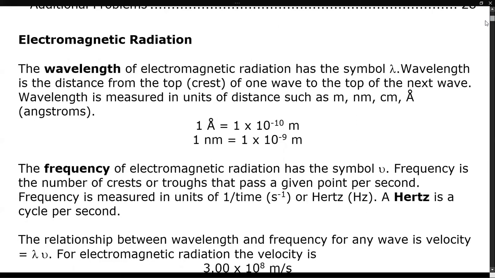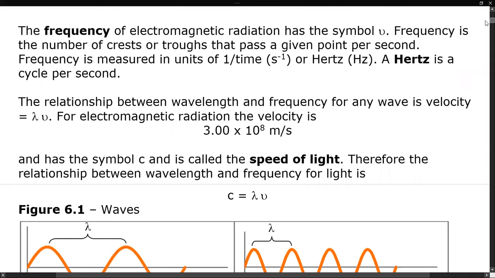The relationship between wavelength and frequency is that the velocity of the wave is equal to the wavelength times the frequency. For electromagnetic radiation, the speed of light is 3 times 10 to the 8th meters per second. That's really fast. You should know that constant for the test. And if you have the speed of light, that V for velocity becomes a C for speed of light. And so the relationship then becomes C, the speed of light, equals the wavelength of the light times its frequency.